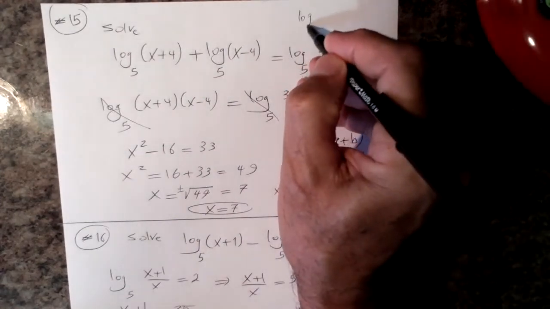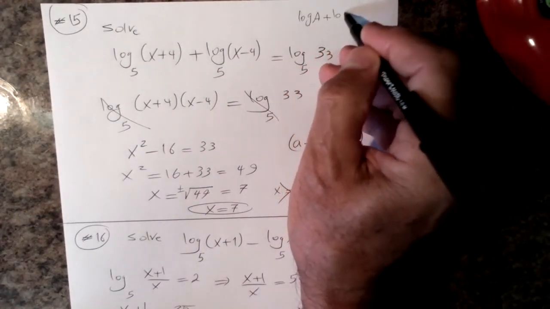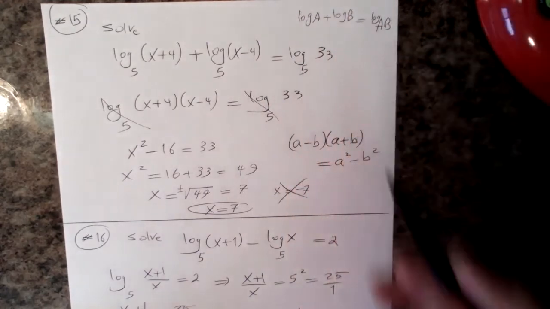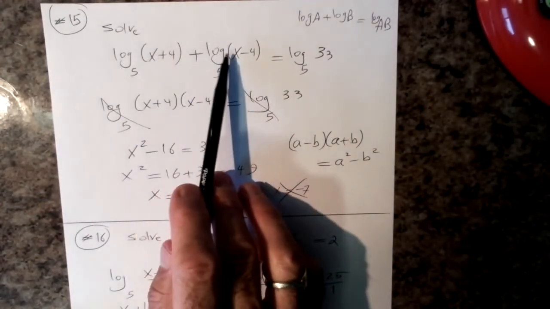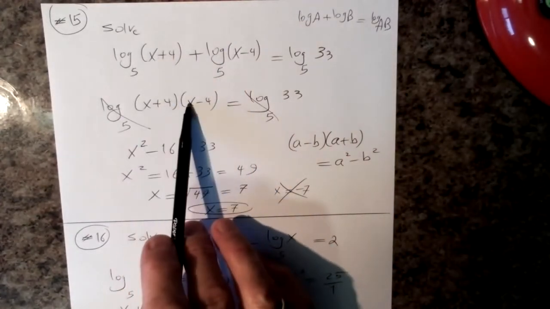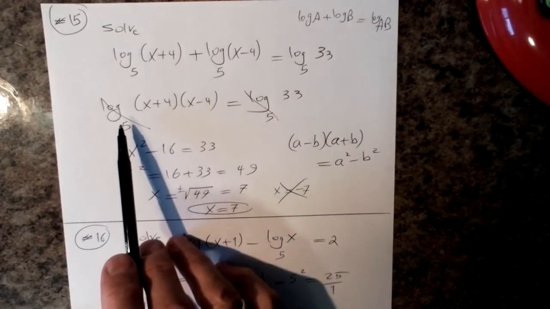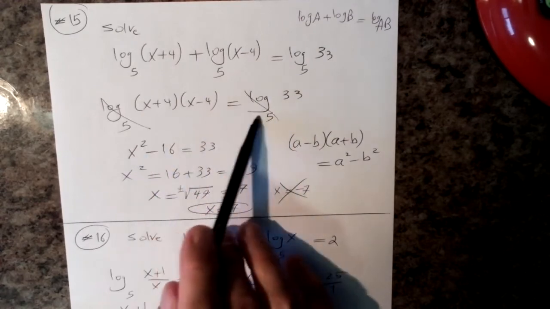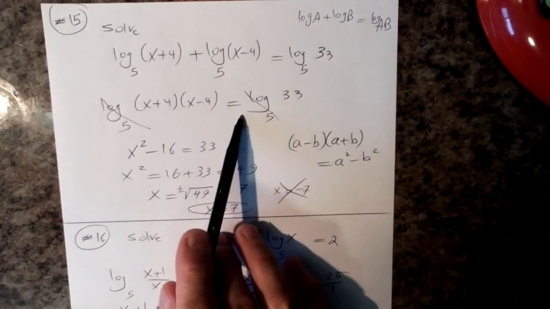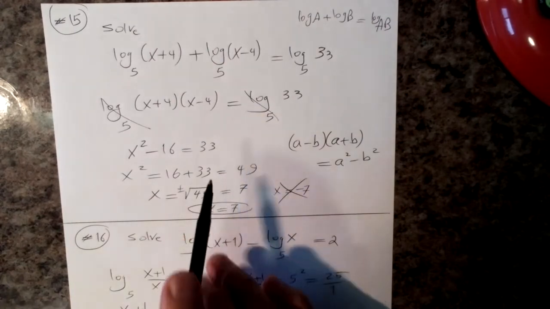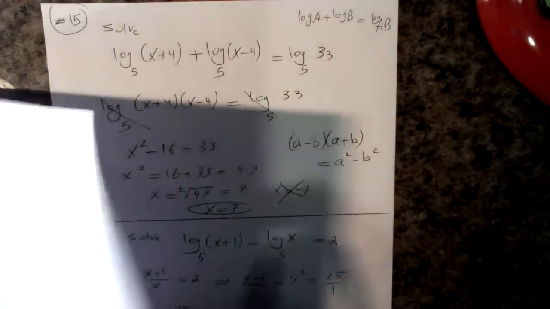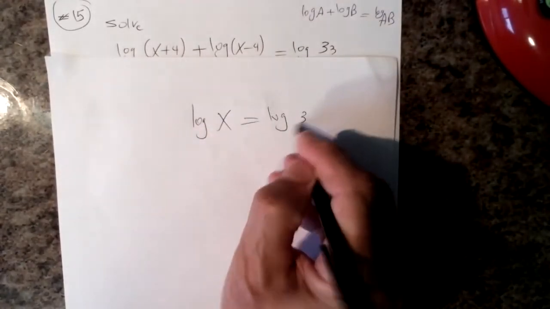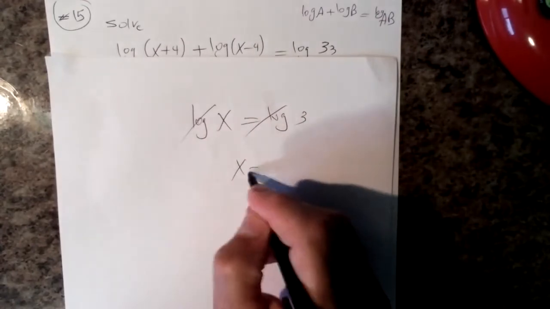Again, log of A plus log of B is log of multiplications. Now, in this case, you could cancel the log from both sides. Why? Because they both have the same base. Like if you have log of x is equal to log of 3, you could cancel this, just x is equal to 3.